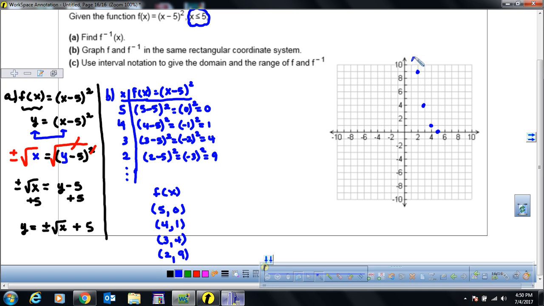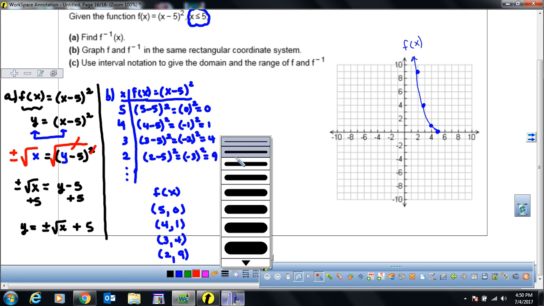is going to be the left side of the parabola. Right? This is a parabola, but we only have the left side of it. Right? And that has an inverse, right? Because if we do the horizontal line test, the graph is intersected only once. So this is the function f of x.